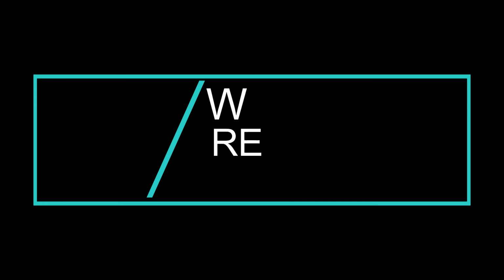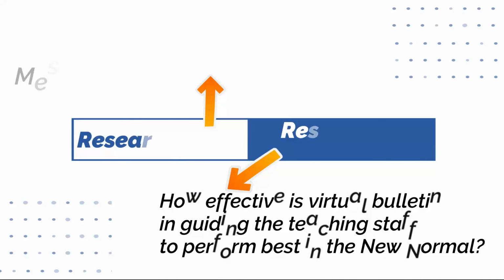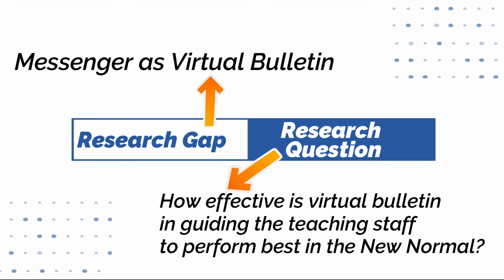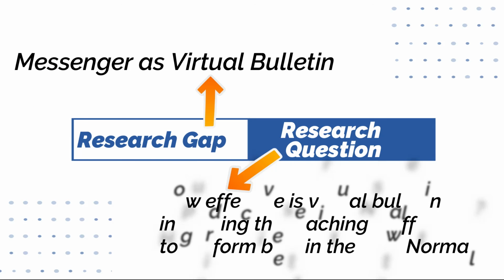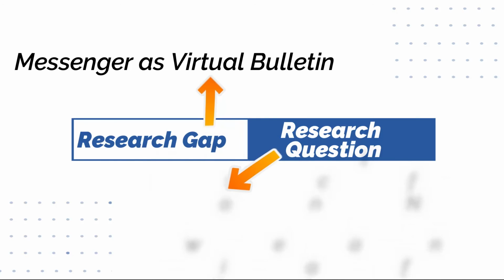The last is to write your research question. All you have to do is to turn your research problem into a research question. It would look like this, for example. My research problem is the utilization of Messenger group chat as virtual bulletin. And here is my research question. How effective is virtual bulletin in guiding the teaching staff to perform best in the new normal? And that is just one example of a research question.